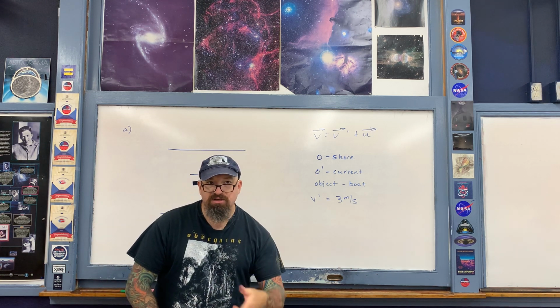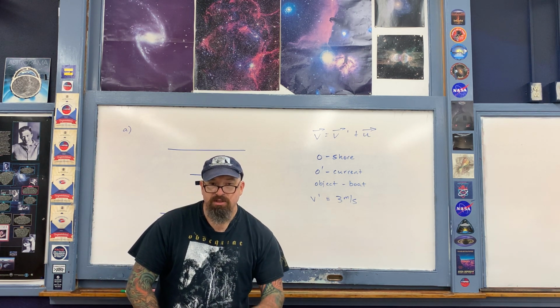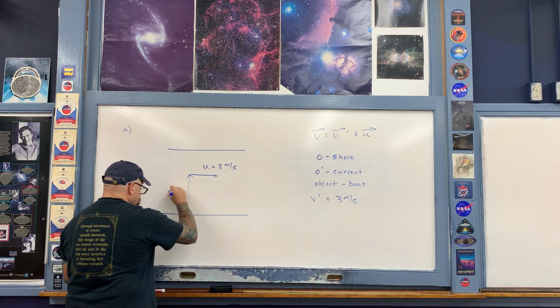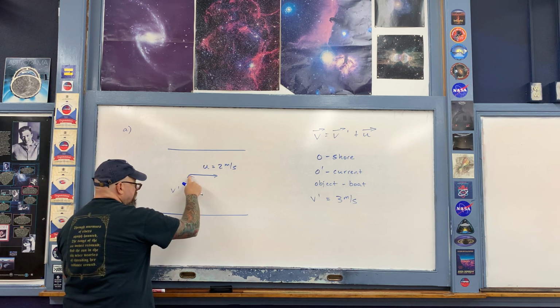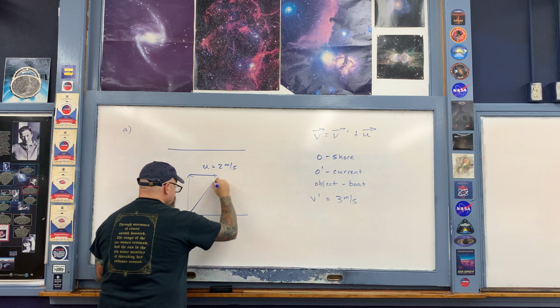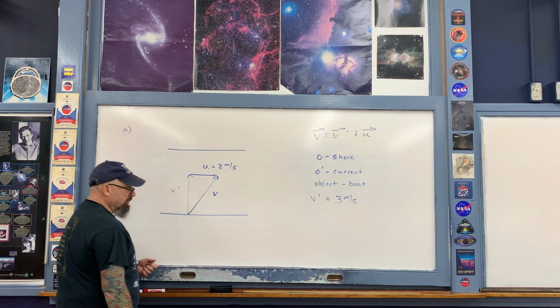What you just did is v equals v prime plus u. Here's how the vectors add together. We have the velocity of the boat with respect to the water, v prime, plus the velocity of the water with respect to the shore, u. That then equals the velocity of the boat with respect to the shore, v.